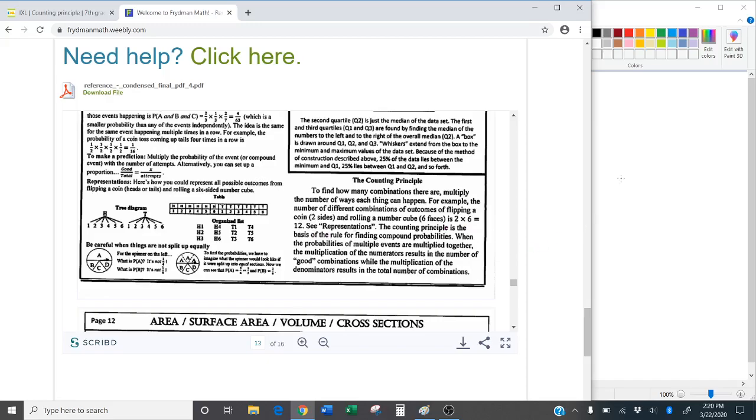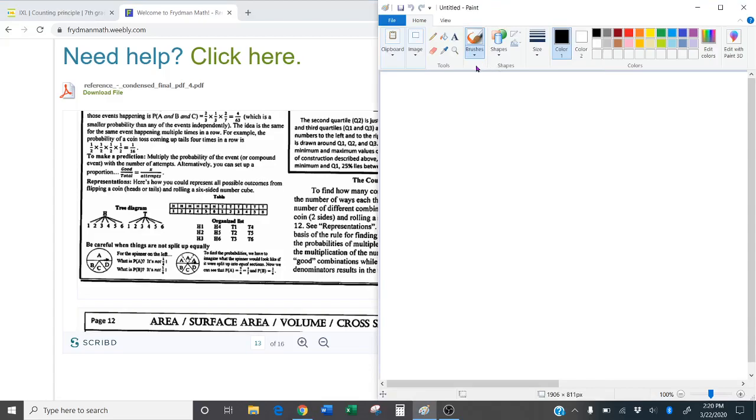Okay? So what does that mean? If we have a coin, let me draw a coin over here. Let's say that's a quarter. Now, a coin has 2 sides. One side is heads and one side is tails, right? And a number cube has 6 faces.